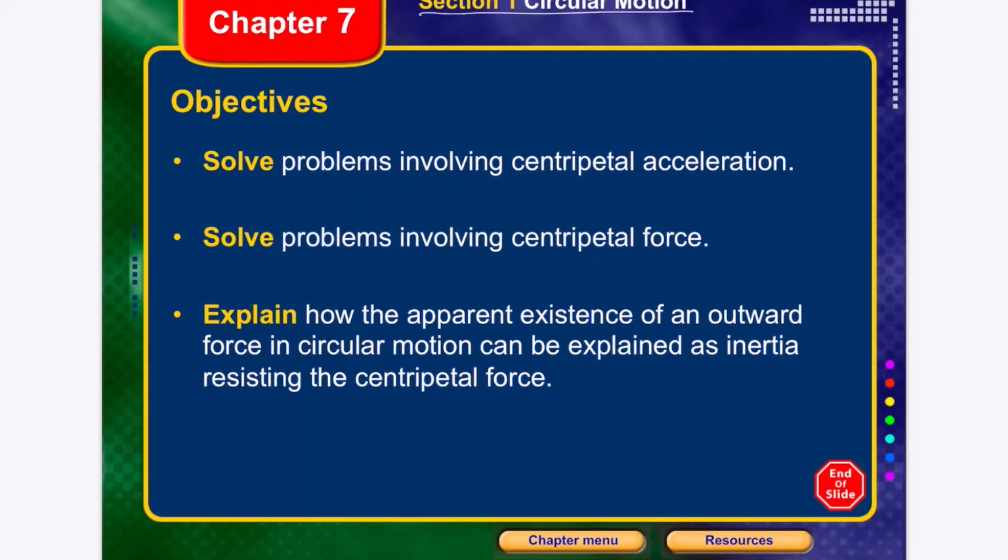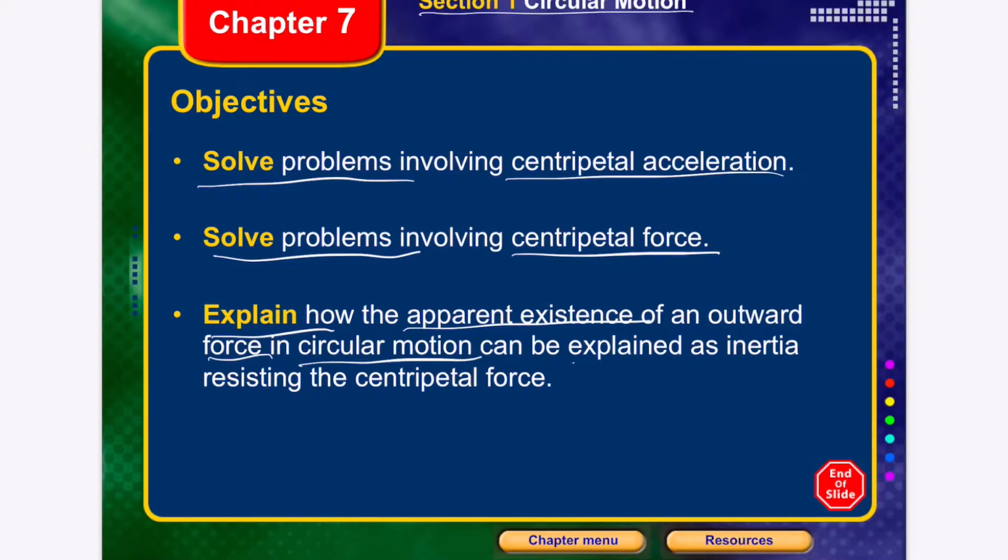We're going to discuss how to solve problems involving centripetal acceleration, how to solve problems involving centripetal force, and finally explain how the apparent existence of an outward force in circular motion can be explained as inertia resisting the centripetal force, more commonly called the centrifugal force.